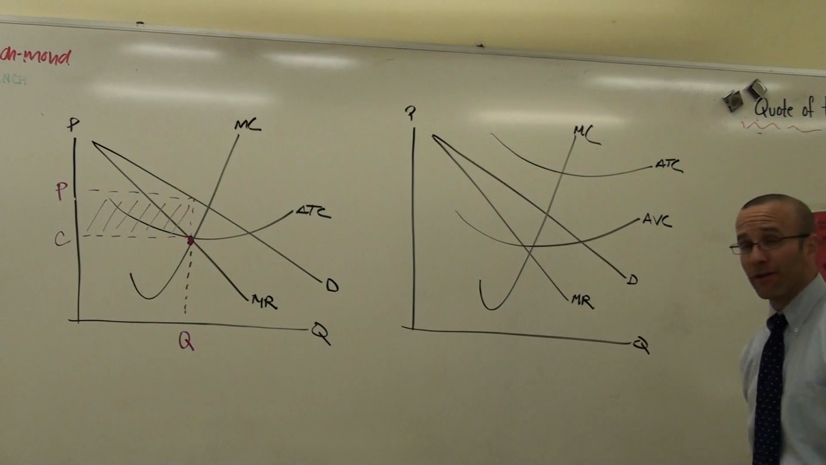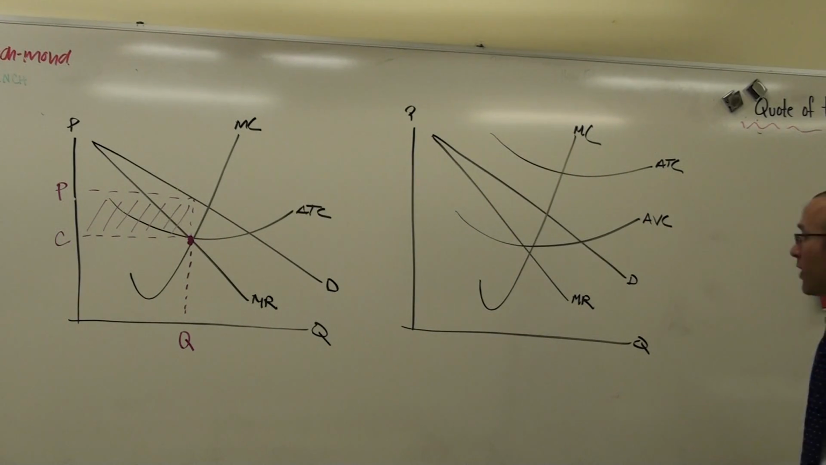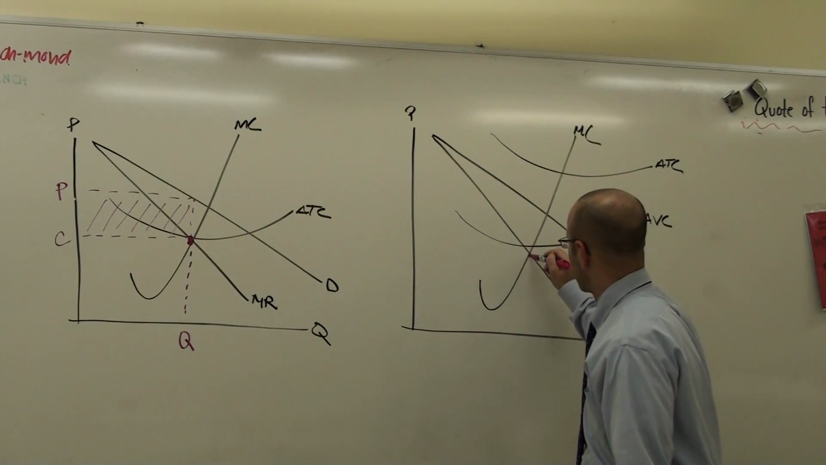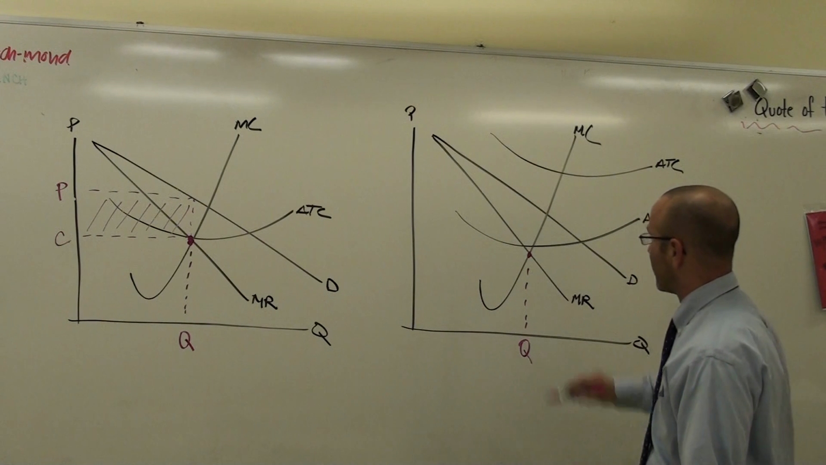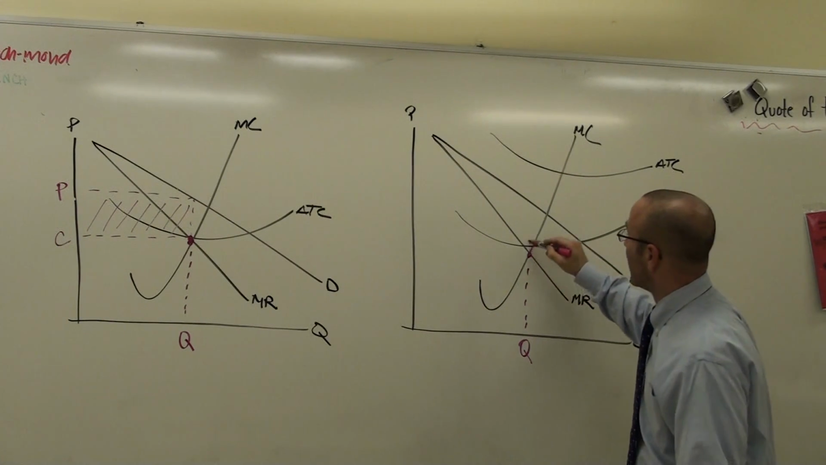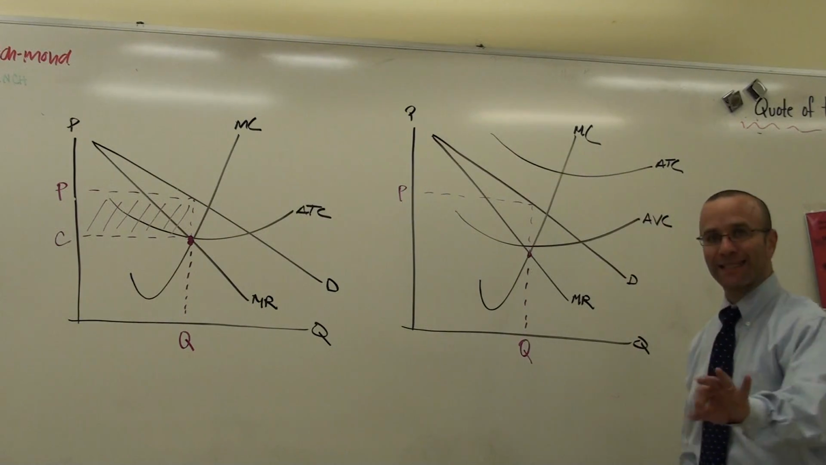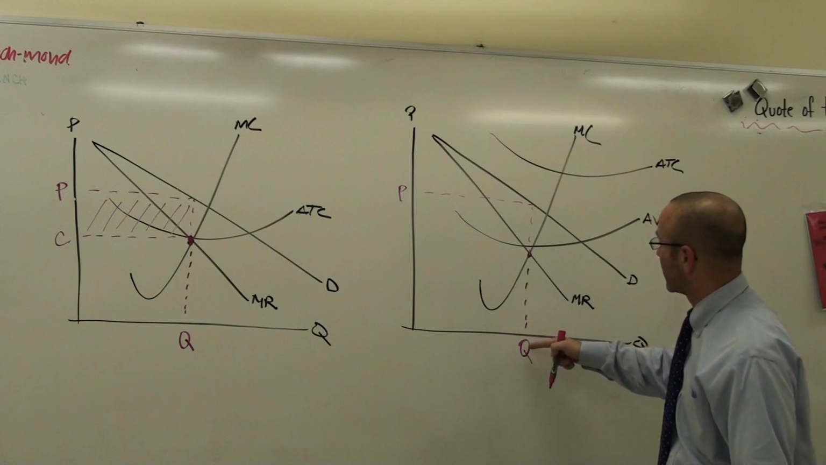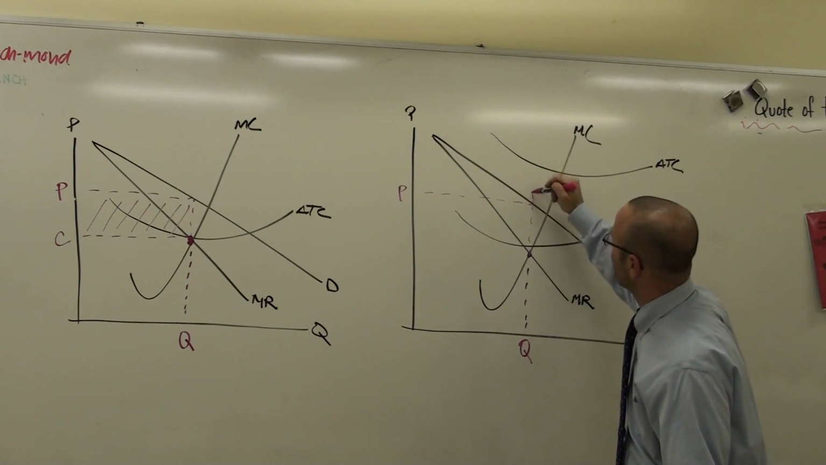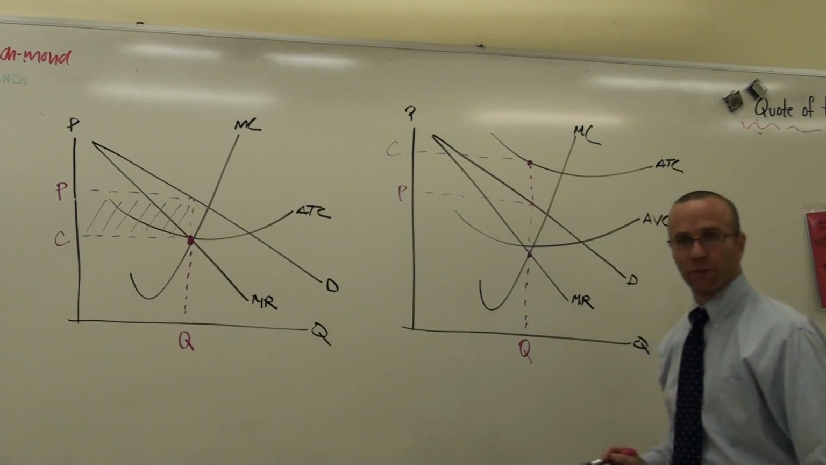Now, let's look over here and look at a monopoly who is minimizing their losses. What do we do first? MR equals MC. Boom. Trace it down. Next, I want to find the price. You trace it up to the demand curve. There's my price. Next, I got to find the cost per unit. How do I find the cost per unit? Well, I find out Q. I go up to my ATC curve. Boom. Okay, that's the cost per unit.